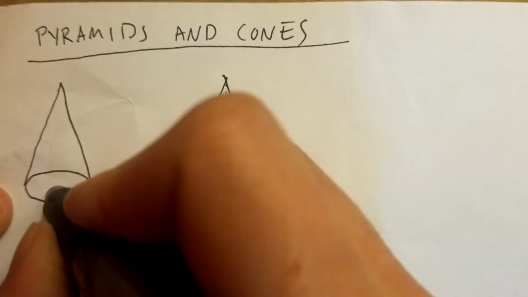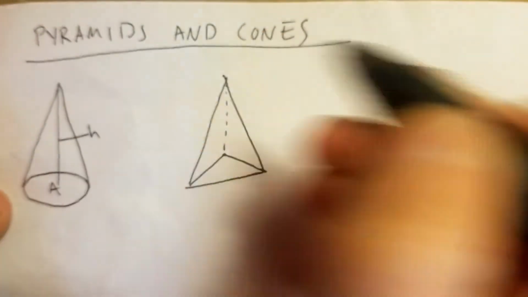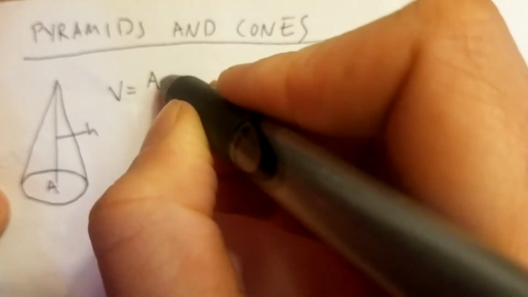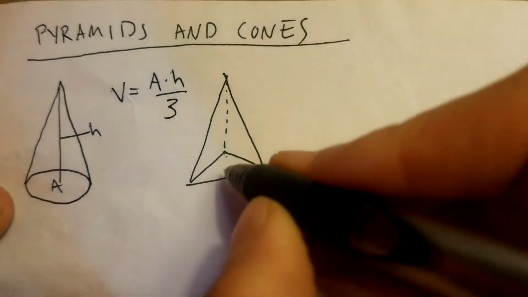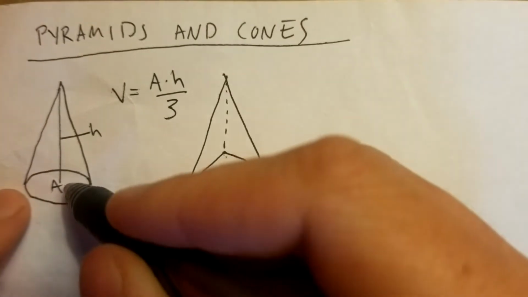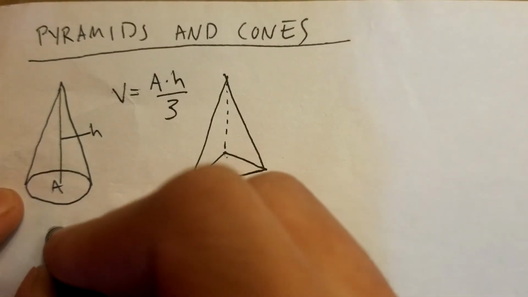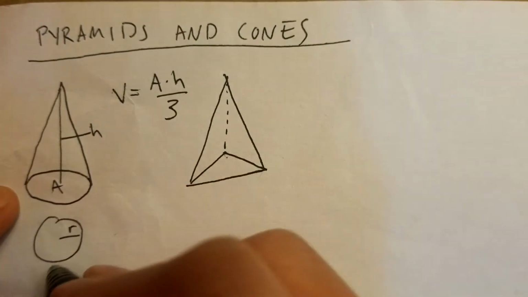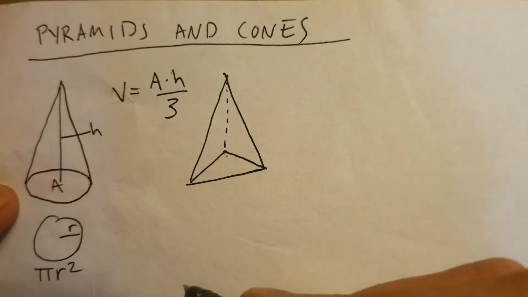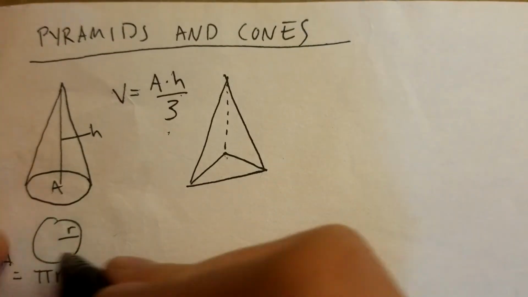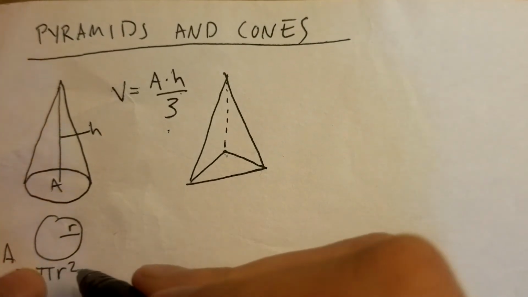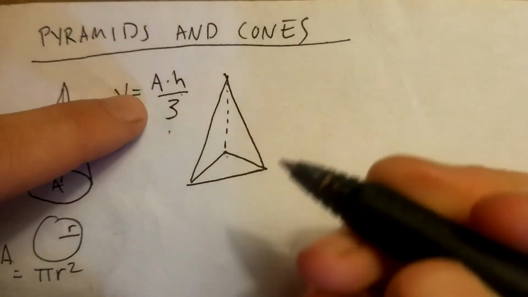If you know what the area is of the base, and you know what the height is, then the volume is just like that of its counterpart prism, but just divided by 3. So in this case, this would be the area of a circle, which would be pi r squared multiplied to the height divided by 3. So you'd have to calculate the area first, multiply by the height, and then divide by 3.